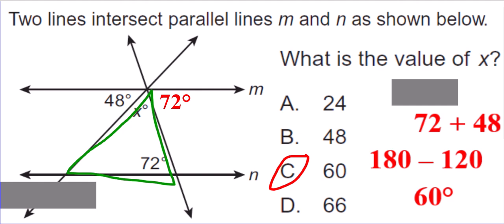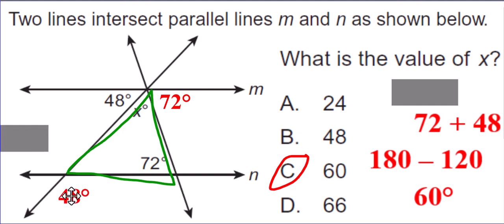So what we can do, again using the idea of alternate interior angles, is that if this guy's 48 degrees, then this guy here is 48 degrees, and now we have 3 angles, X, 48, and 72, that would add up to equal 180. Same work you already saw over here, and there you go, confirming our answer for X is 60.